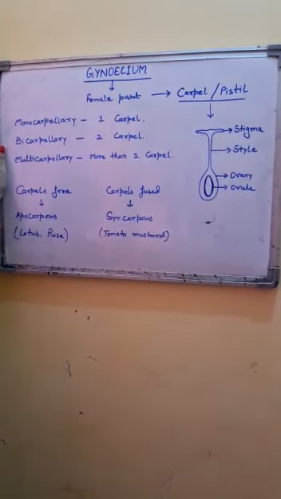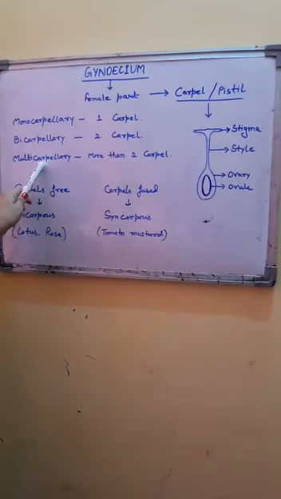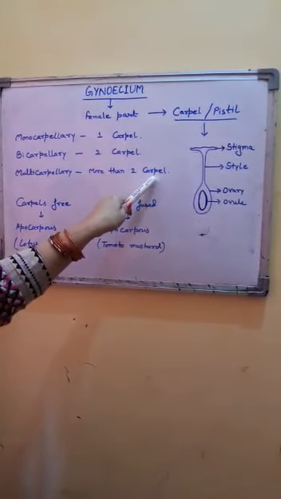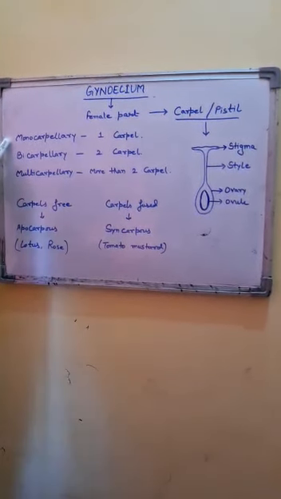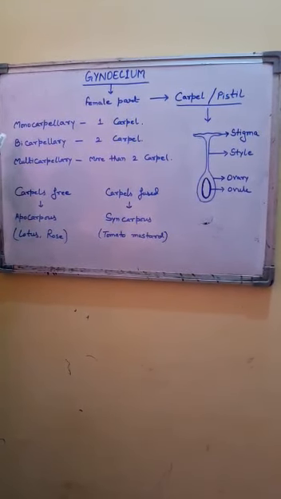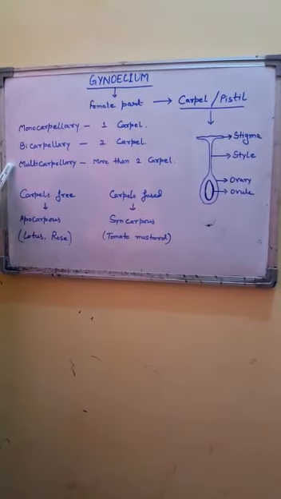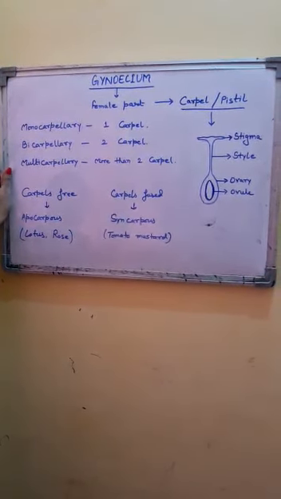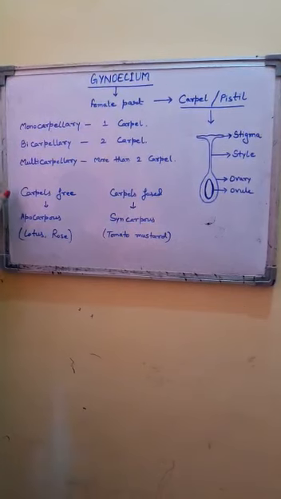Likewise, bicarpellary is a condition where two carpels are present, and multicarpellary is the condition of having more than two carpels. So, if the flower has a single carpel, it is called monocarpellary. If it has two carpels, it is called bicarpellary, and if it has more than two carpels, it is called multicarpellary.